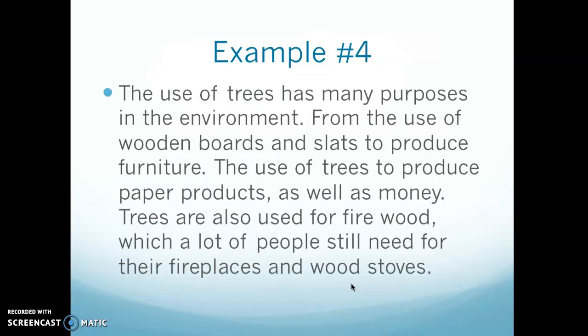Example number 4. The use of trees has many purposes in the environment, from the use of wooden boards and slats to produce furniture, the use of trees to produce paper products, as well as money. Trees are also used for firewood, which a lot of people still need for their fireplaces and wooden stoves.